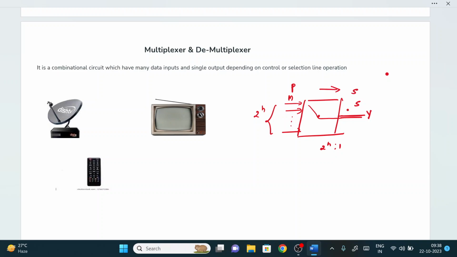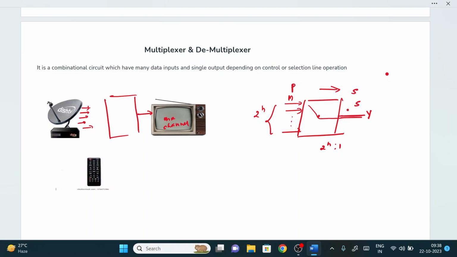So we will consider one real-time example. Suppose this is my dish TV where I am going to get a number of channels. For example, let it provide thousands of channels, right? Now here on the display we can play only one channel at a time, right? So we can see one channel at a time. It means that out of these thousands of channels, at a time I can watch only a single channel.